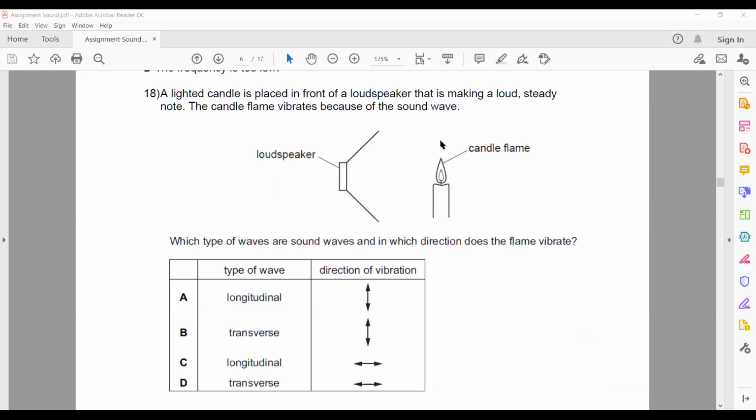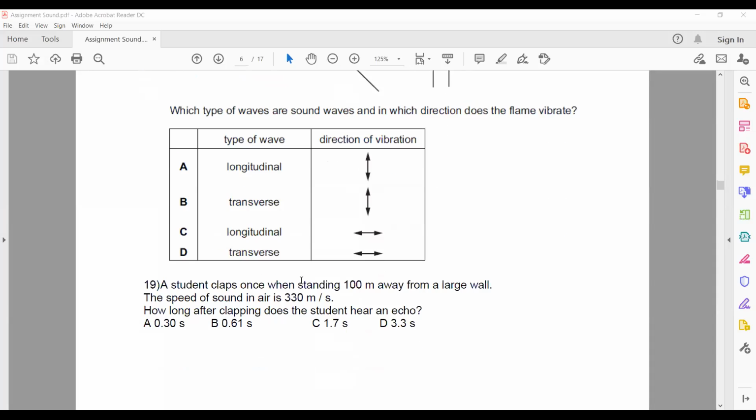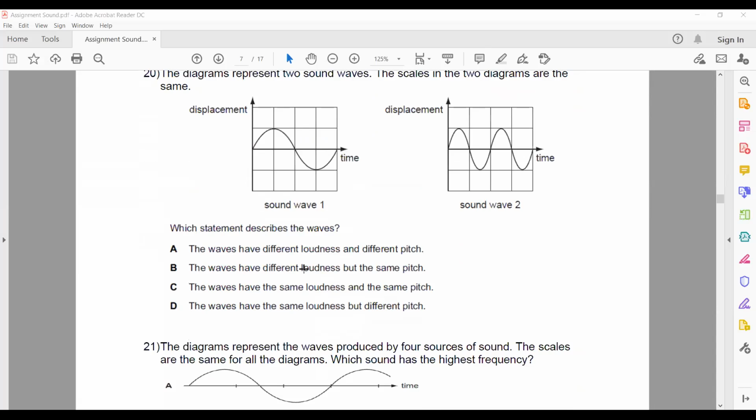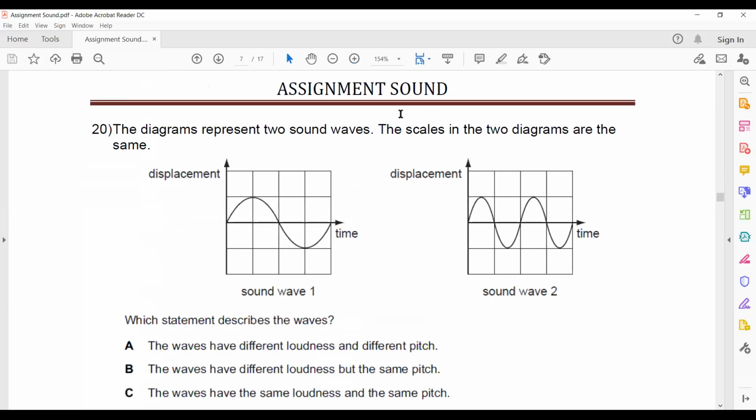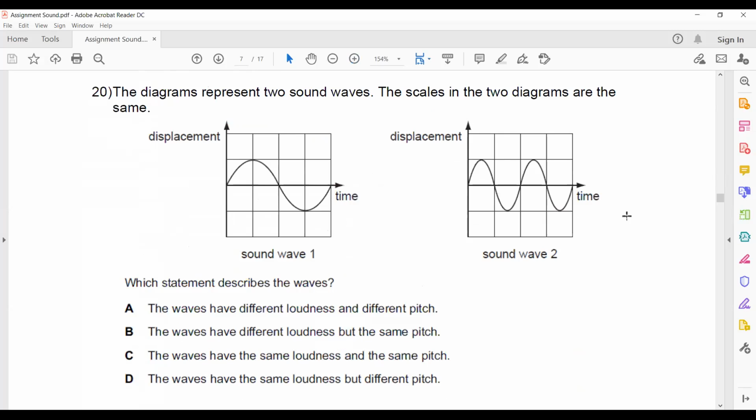So C is the right answer because sound waves are longitudinal and the direction of the particle is parallel to the direction of the wave. Question 20. Which statement describes the waves?